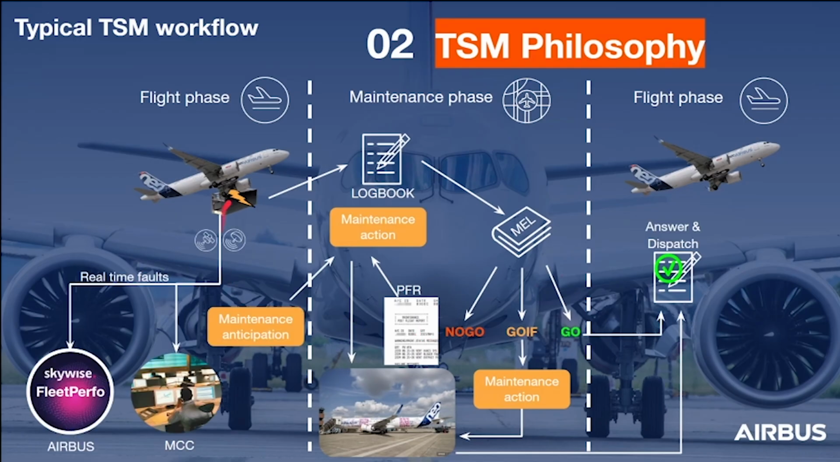At the same time, this fault will be sent in real time to the MCC, the Maintenance Control Center of the airline, for maintenance anticipation in order to avoid AOG situations. AOG stands for aircraft on ground. For example, they can check for spare provisioning or check the MEL status.